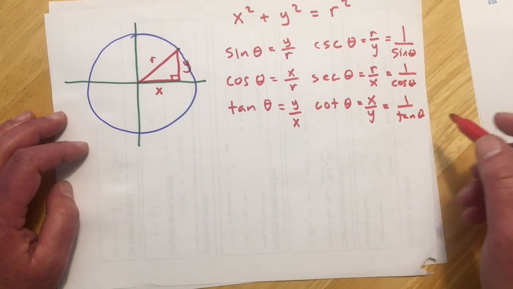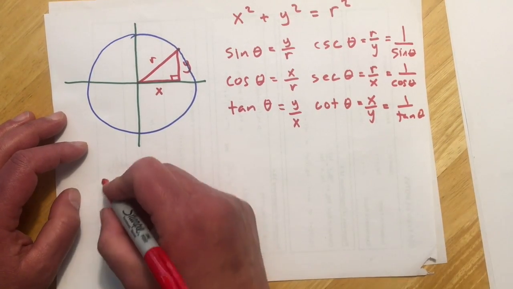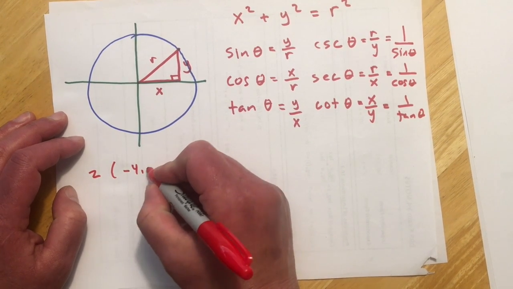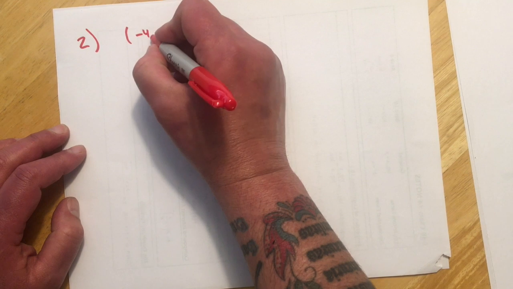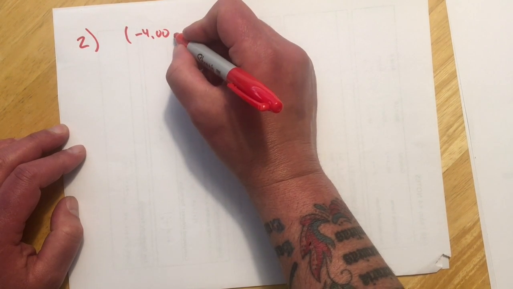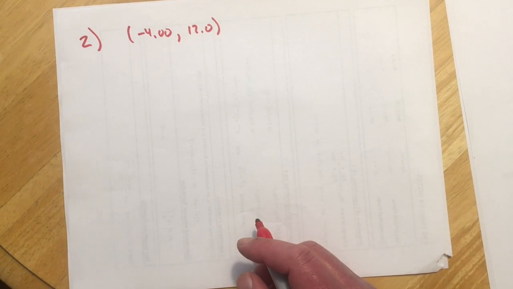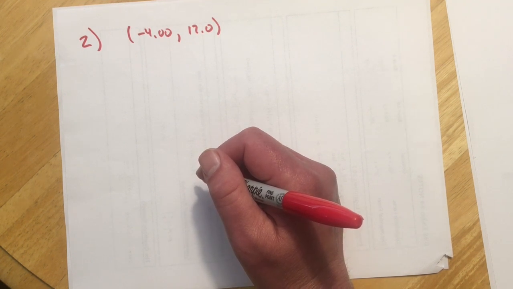So the first one I was going to do is number 2 off of, I'm not sure what page, 236. So number 2 is giving us this set of coordinates. Actually, let me start a new piece of paper. So we have a set of coordinates -4.00 and 12.0. And the directions are the terminal side of an angle is in standard position, passes through the given point. Sketch the angle, compute the distance r from the origin to the point, and then write the 6 trigonometric functions of the angle. And work to 3 sig figs.